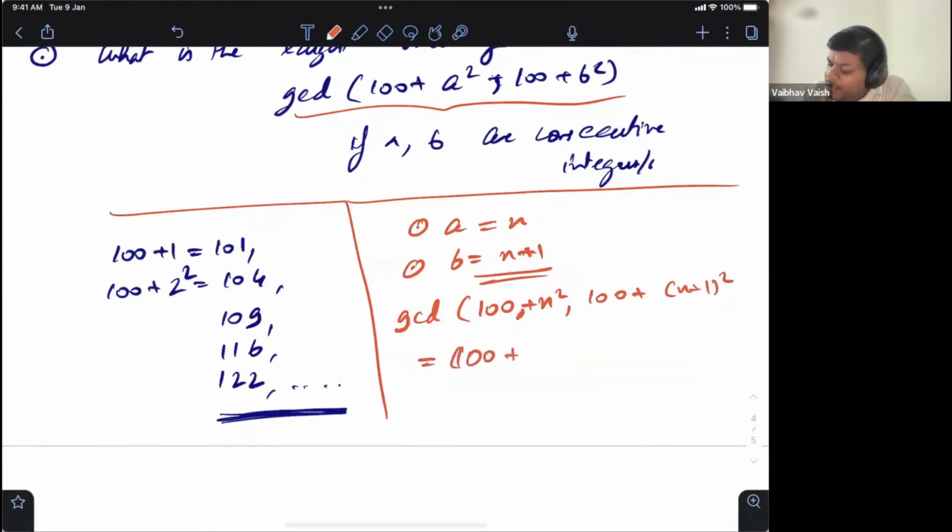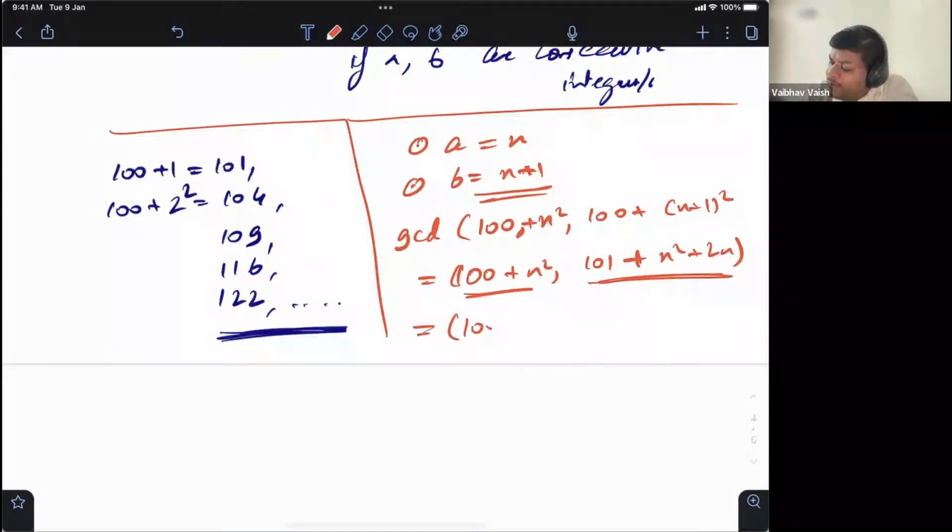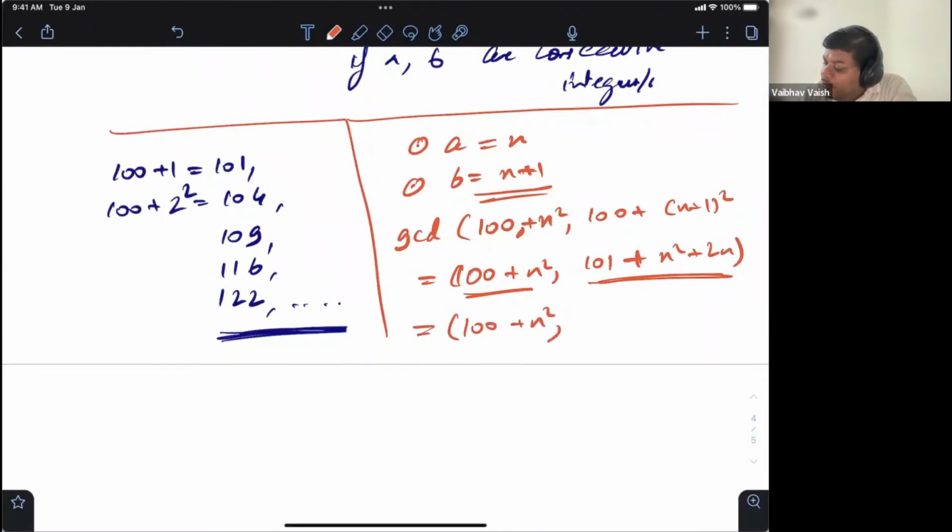There is nothing really here: 100 plus n square plus 2n plus 1. So I'll write it as 101. And remember, I said division and quotient. That's how you compute the GCD. You try to divide this by this. You think of it as a polynomial in 100 first, and then we'll see what happens. The remainder, when you subtract 100 plus n square, is 1 plus 2n.